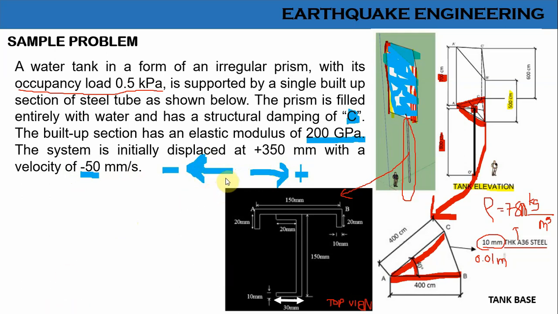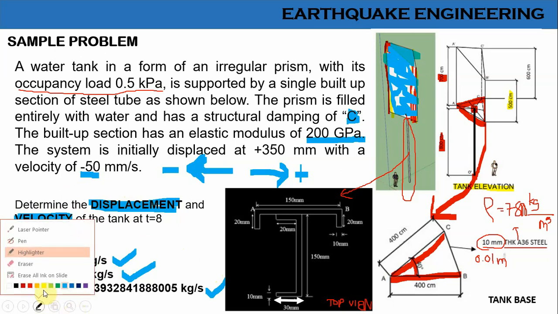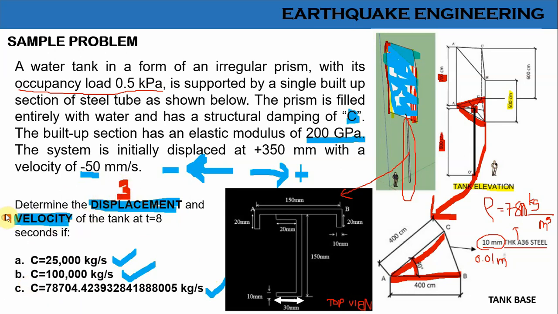So, what are we looking for? Determine the displacement and velocity of the tank at t equal to 8 seconds if we have varying values for our damping coefficient C. A is 25,000 kg per second for C, B is 100,000 kg per second, and C is equal to 78,704.42392 etc. kilogram per second. So, yes, it is a bit long, no? There are three conditions for our structural damping. Meaning, 6 values in the answers. Three for displacement and three for velocity.